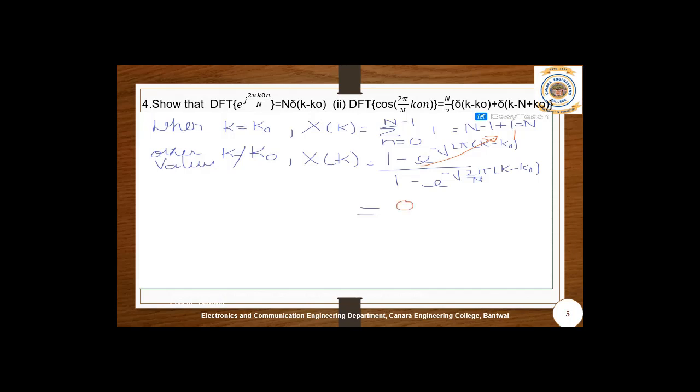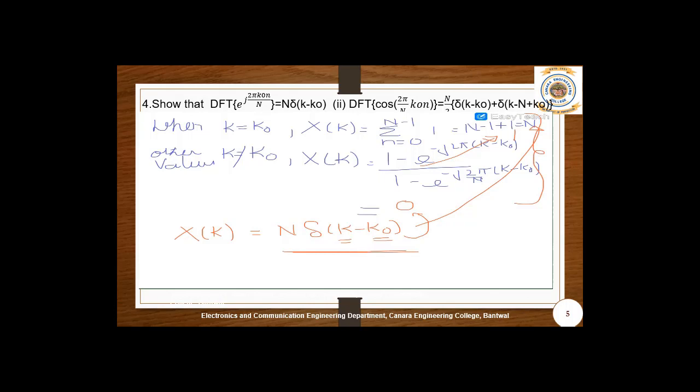So I can summarize these two conditions and write X of k equal to N into delta of (k minus k naught). When k is equal to k naught, delta of (k minus k naught) is 1, so 1 into N gives us N. When k is not equal to k naught, delta of (k minus k naught) becomes 0, so 0 multiplied by N gives us 0. So therefore I can write this.